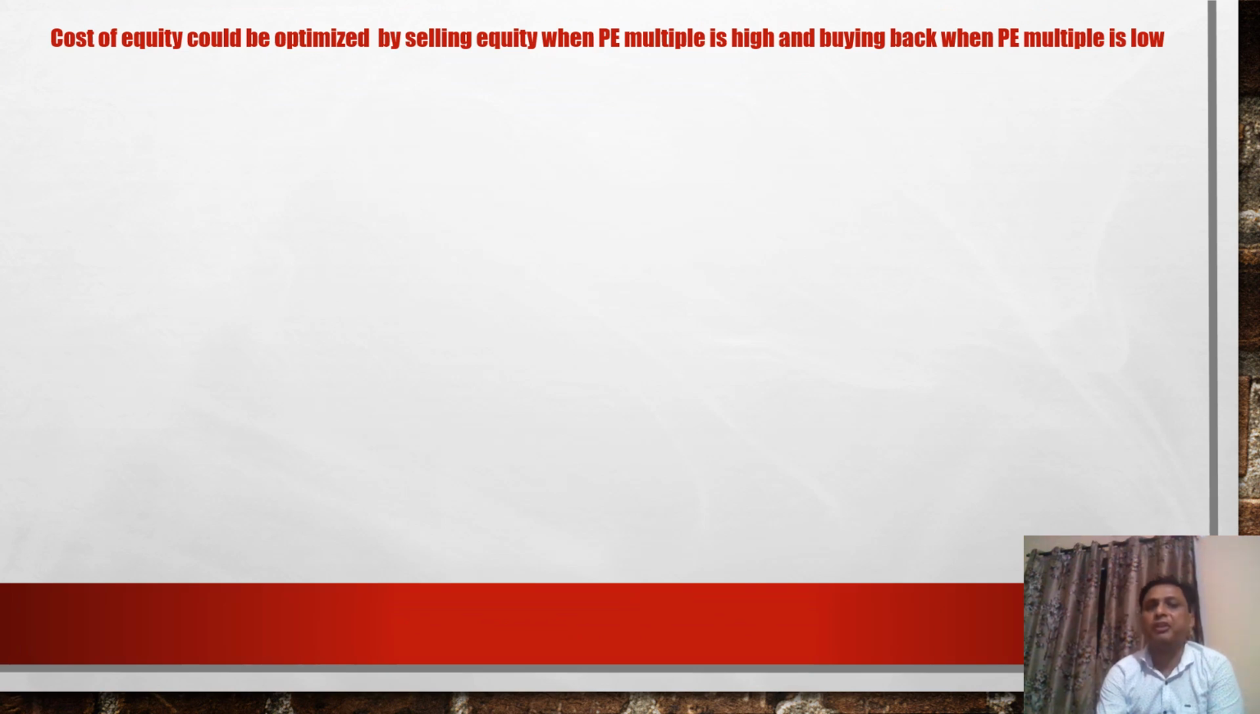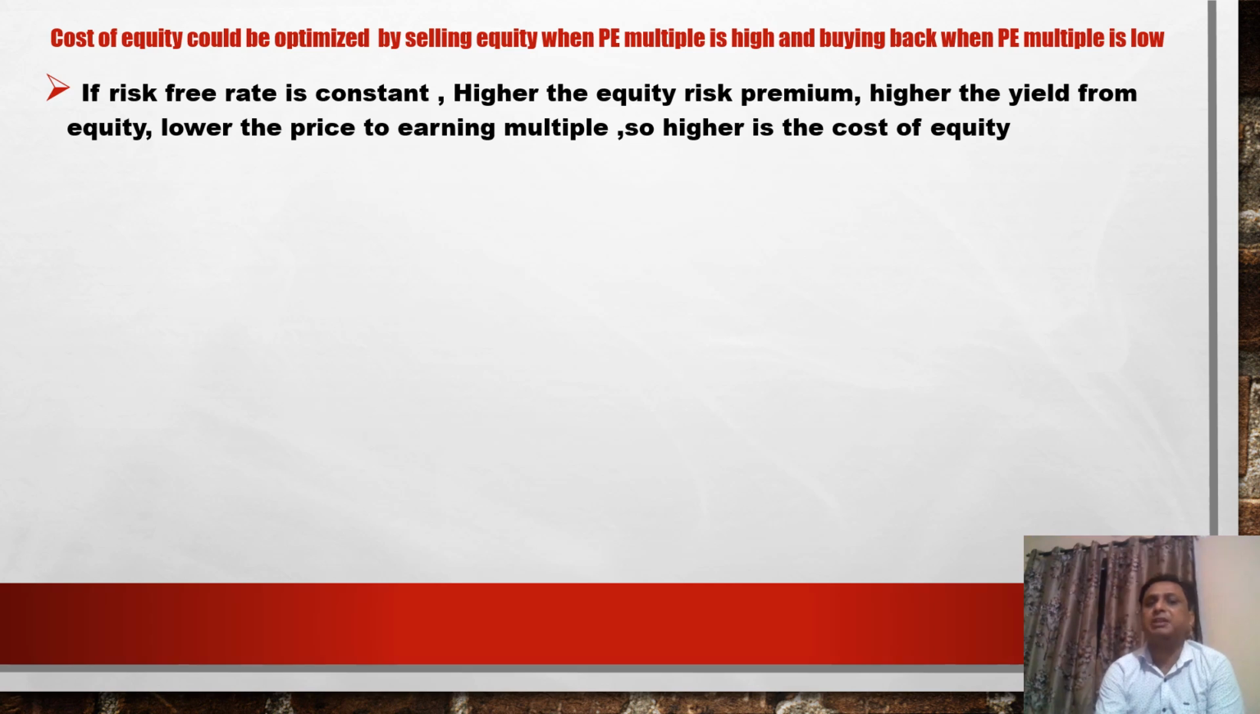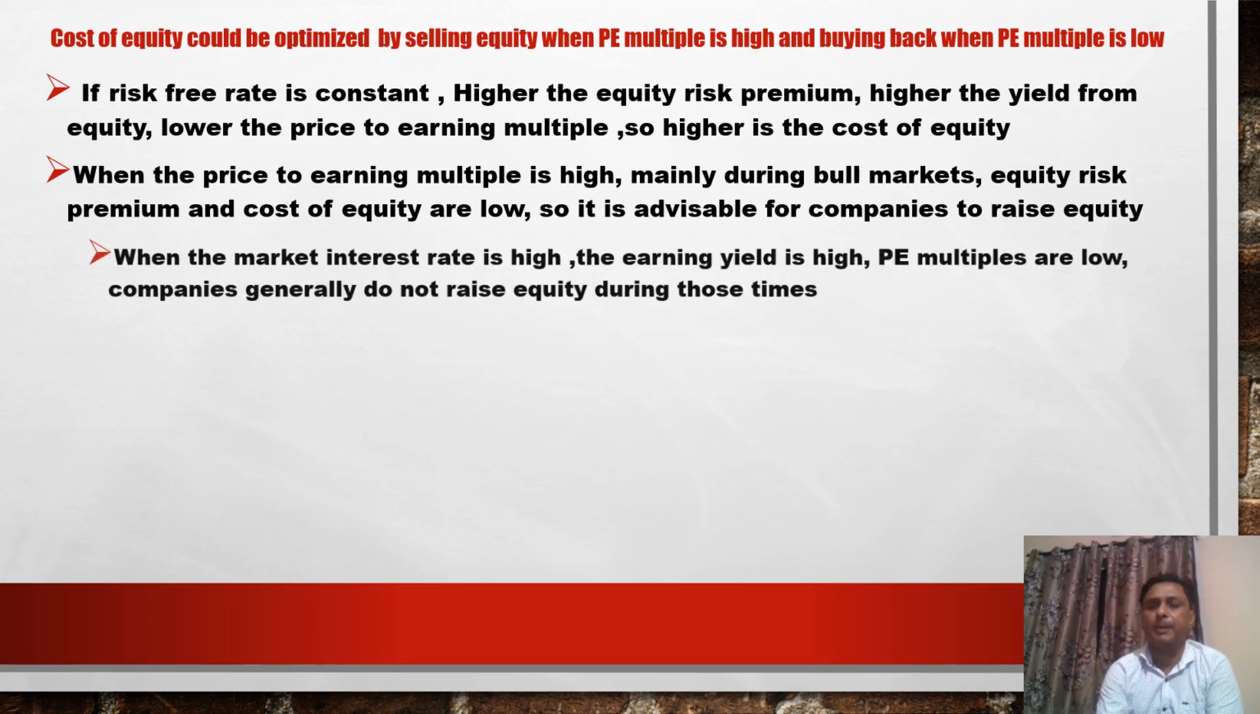The cost of equity could be optimized by selling equity when the P multiple is high and buying back when the P multiple is low. If the risk-free rate is constant, the higher the equity risk premium, the higher the yield from equity. The lower the price to earning multiple, the higher is the cost of equity. When the price to earning multiple is high, mainly during bull markets, the equity risk premium and the cost of equity are low, so it is advisable for companies to raise equity.